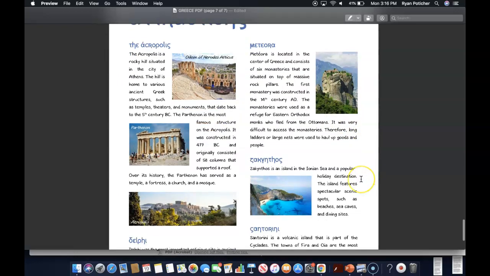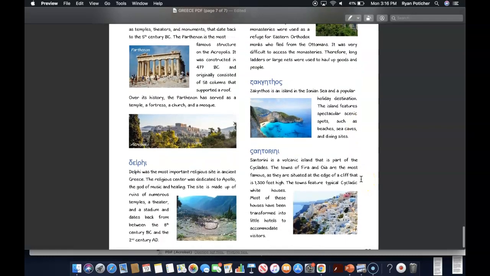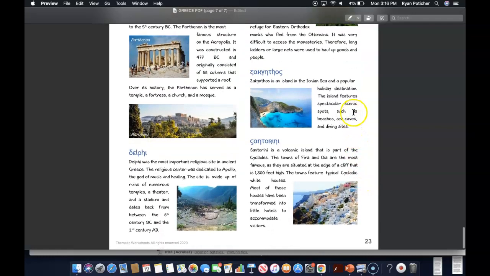Down here is Zakynthos, which is an island in the Ionian Sea and a popular holiday destination. The island features spectacular scenic spots such as beaches, sea caves, and diving sites. And down here is Santorini, which is a volcanic island that is part of the Cyclades. The towns of Fira and Oia are the most famous as they are situated at the edge of a cliff that is 1,300 feet high. The towns feature typical Cycladic white houses, and most of these houses have been transformed into little hotels to accommodate visitors.